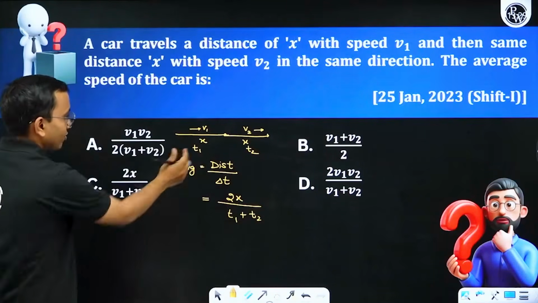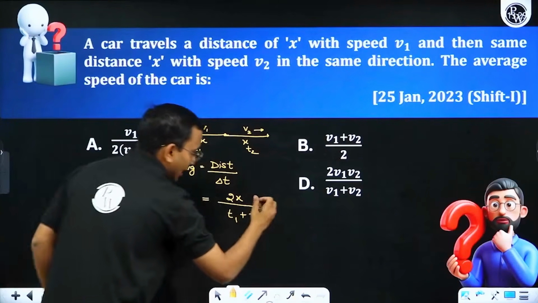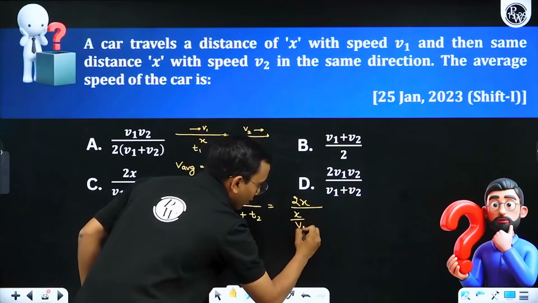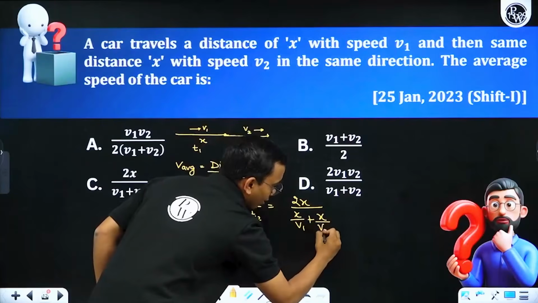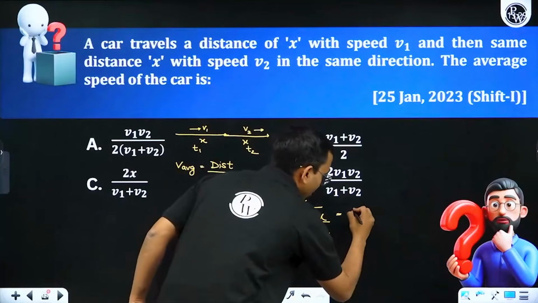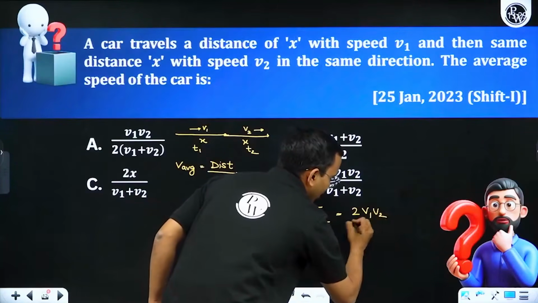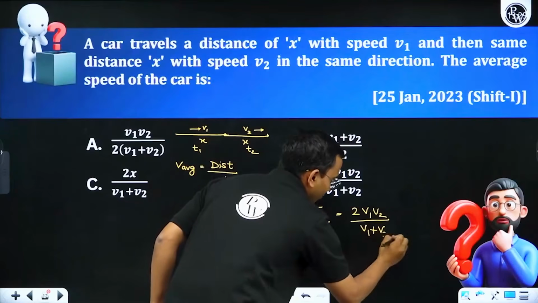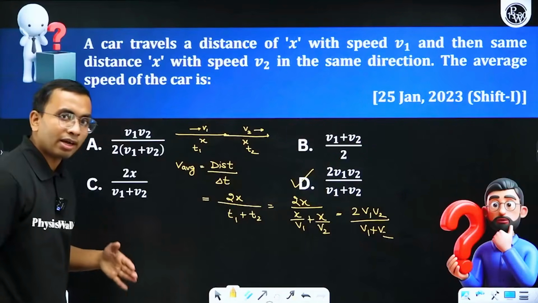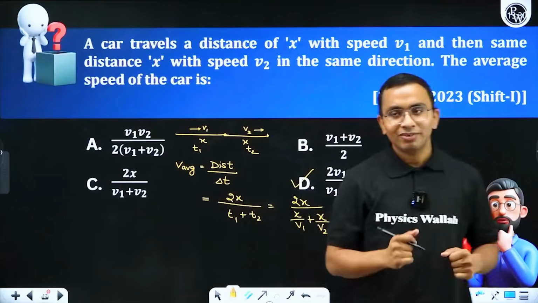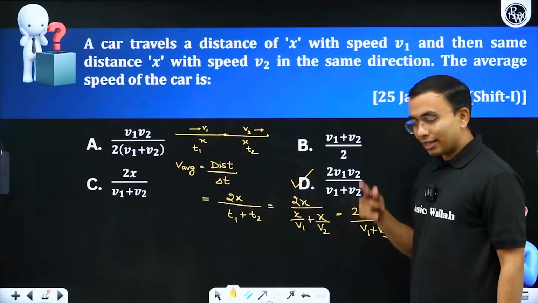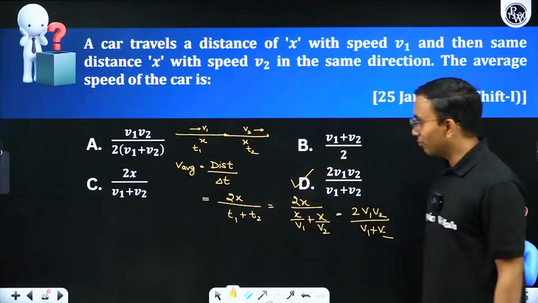What is t1? t1 will be distance x divided by v1. What is t2? Distance x divided by v2. It will become like this: 2v1 v2 divided by v1 plus v2. Okay, that is option D. Sometimes he may ask that for half of the duration it goes with v1, half of the duration it goes with v2, and then you need to find the average, and then it will become v1 plus v2 by 2.